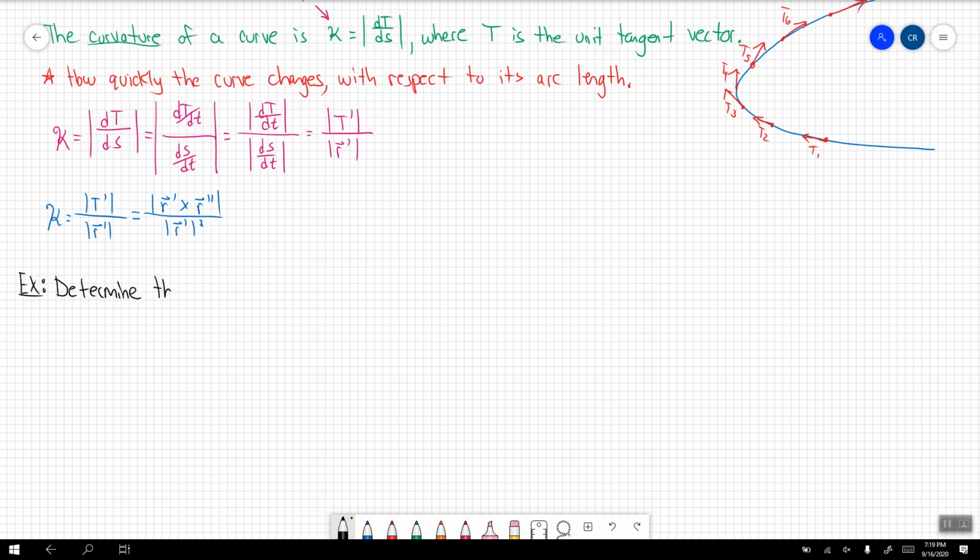Determine the curvature for the function r of t, which is given by t, 3 sine t, and 3 cosine t. Now, my suggestion for you all is that we want to do this without finding the unit tangent vector. So what I want to do is go through and use a cross product to see what we're going to be left with.